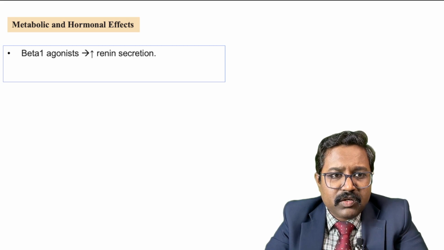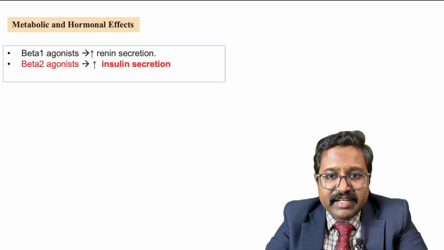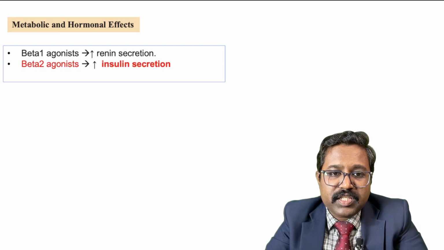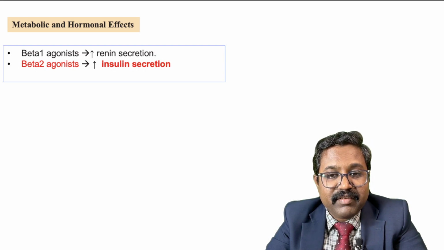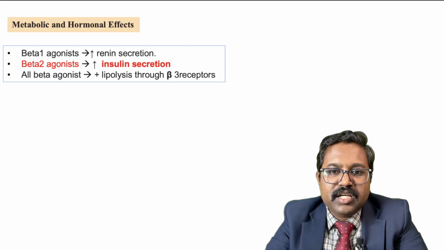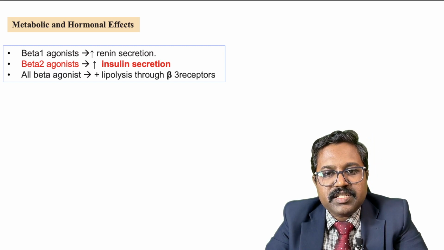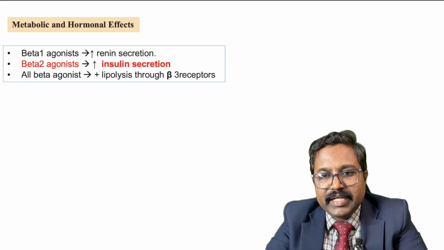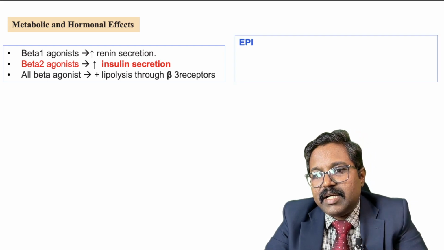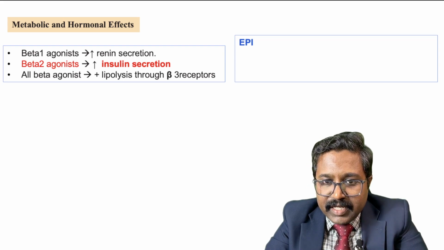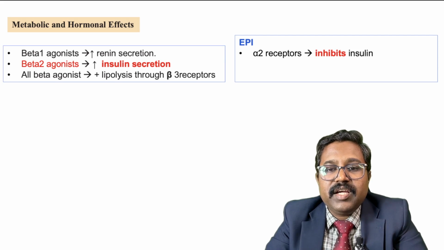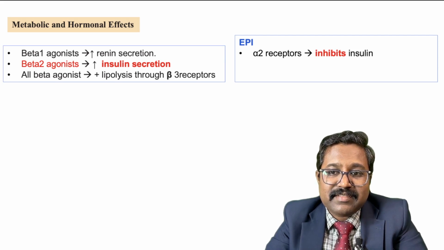So beta 1 agonist is going to increase renin release by acting on the juxtaglomerular cells in the kidney. Beta 2 agonist is going to increase insulin secretion, and all beta agonists are going to activate lipolytic activity through beta 3 receptors. And at this stage, let us understand, if epinephrine is given, what happens to the insulin secretion?